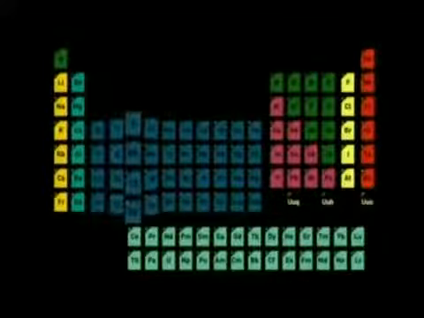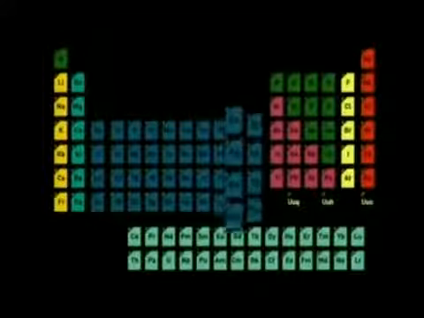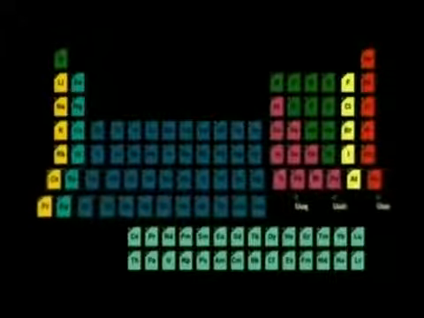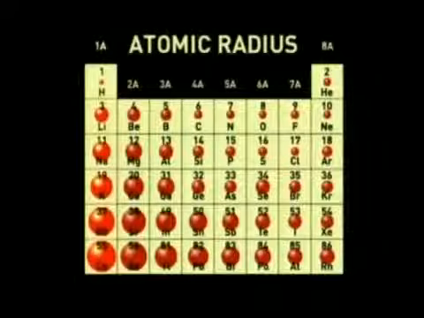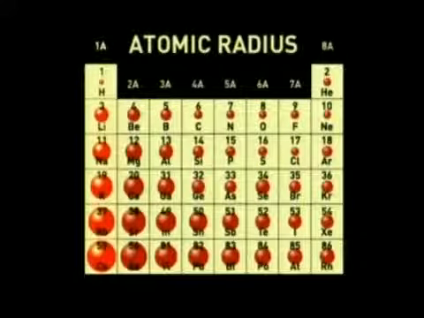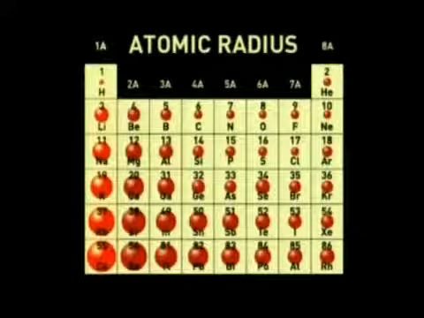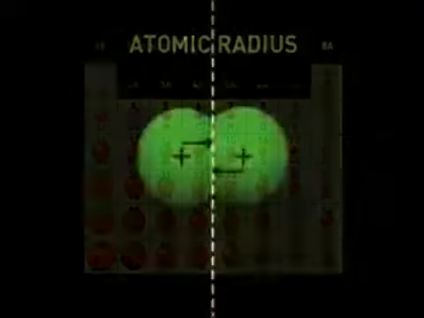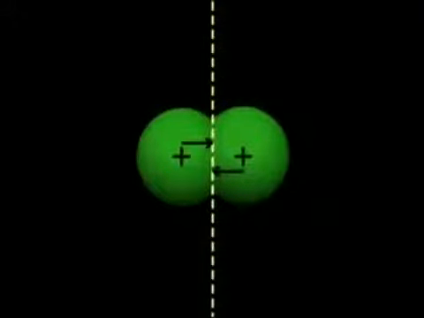How can we explain trends in properties within the same column, as well as trends in properties across rows of the table? One observable trend is in atomic radius. There is no practical way to measure an atom's radius directly, but we can estimate the atomic radius by taking half the distance between the nuclei of 2 atoms.